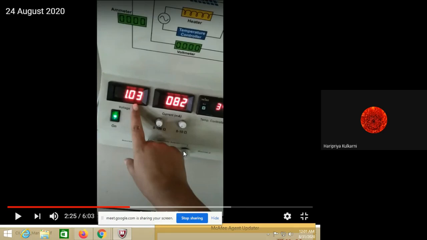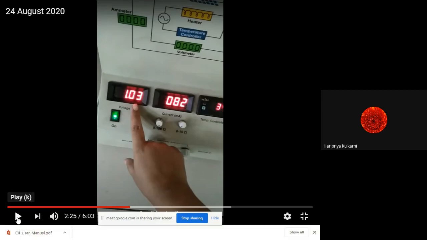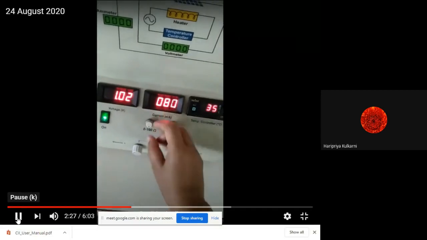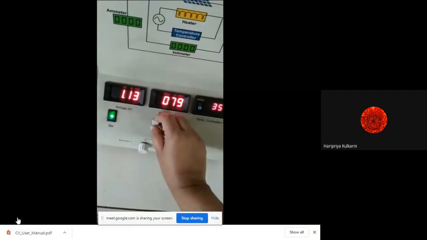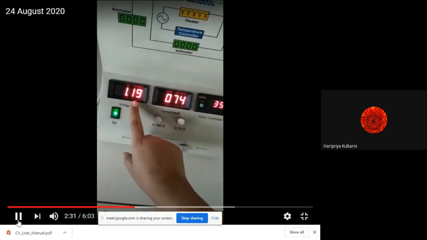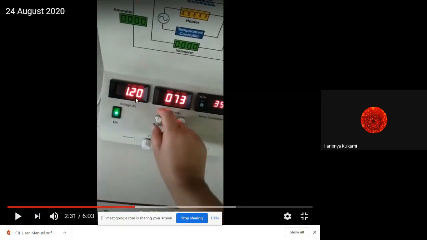This is part B, and part C is the effect of temperature. So these are the readings at 25 degrees centigrade. Next readings we'll take at other temperature. Okay, let us continue. So this reading we already have taken. Now I am trying to adjust 1.2. So 1.2 volt, 73 milliampere is the next reading.